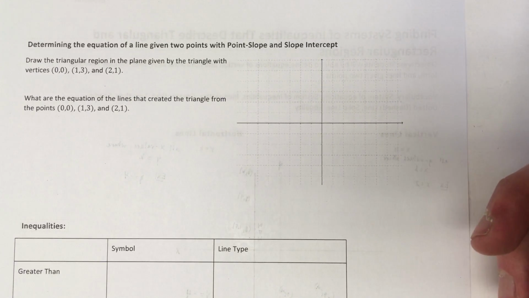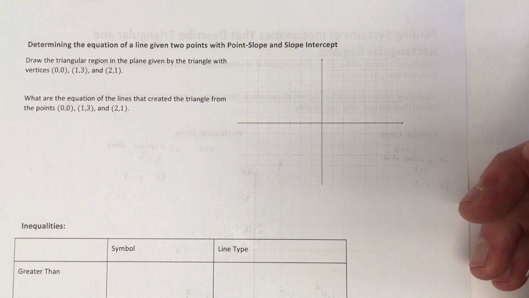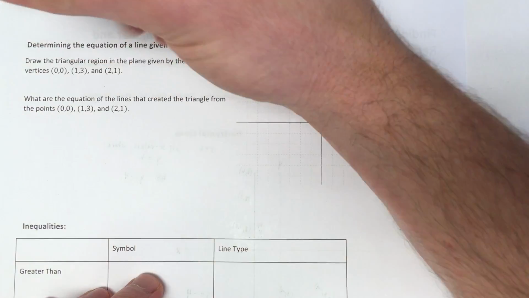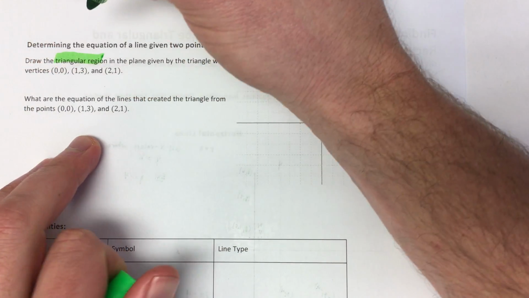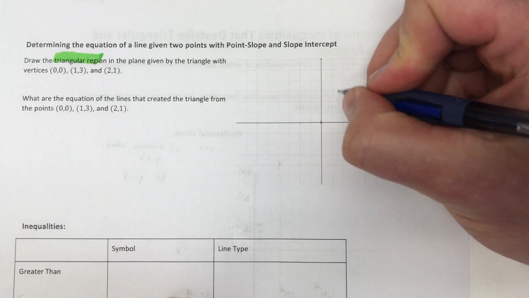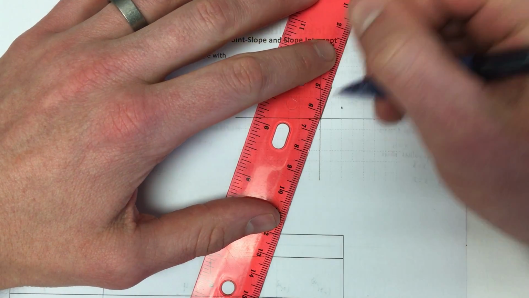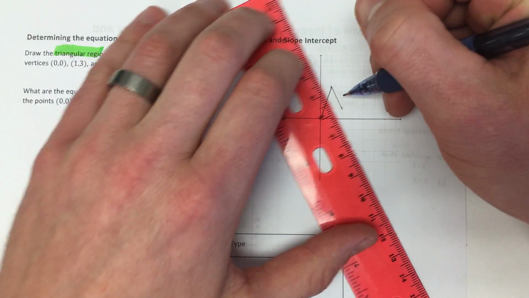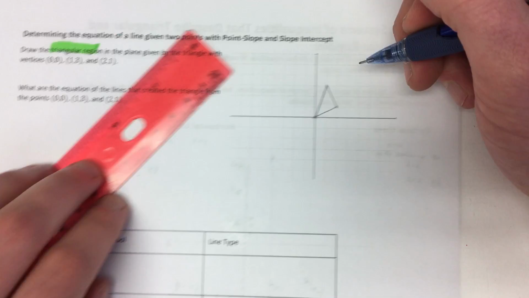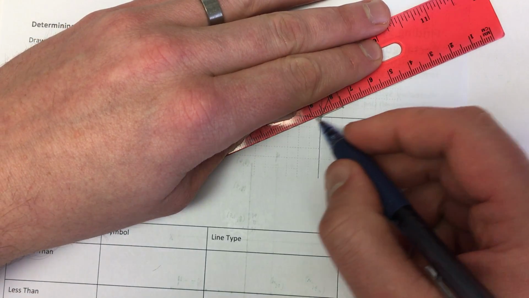Okay. Next, we're going to determine the equation of a line given 2 points, with point slope and slope intercept form. And so when you're looking at this, we're going to embed it in a better problem. Draw the triangular region in the plane. So they're asking me to look at the triangle formed by 0, 0, 1, 3, and 2, 1. And so we're just looking at these very specific lines. Okay, and if there were lines, you'd actually extend them further. So let me do that so that you can see exactly what you're about to calculate.